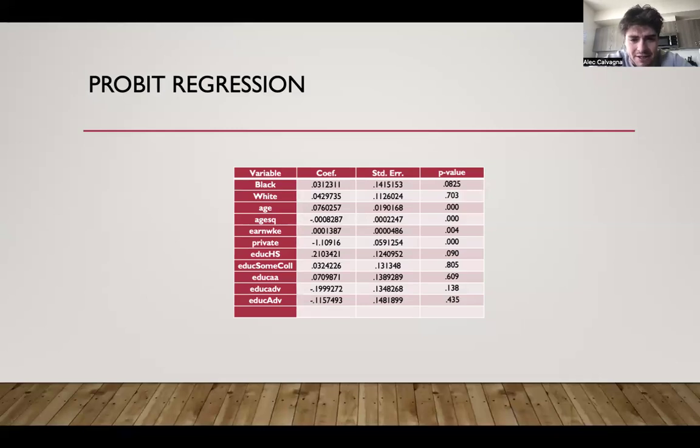We can see here that the biggest effect comes from our private companies, which are less likely to have unionized employees, as we can see from our coefficient scores.